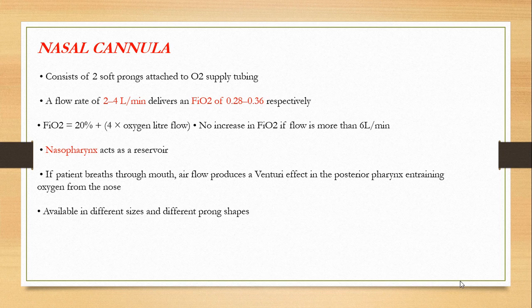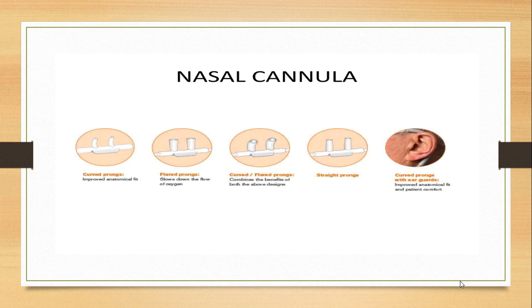In patients who are predominantly mouth breathers, if we apply the nasal prongs, then the posterior part of the nasopharynx typically acts as an entrainment for the oxygen and hence maintains the saturation. It is available in various sizes and shapes. They can be flared, they can be curved.